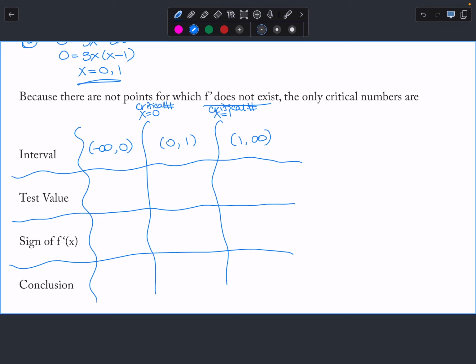So once I set up my intervals, I want to pick values within that interval. So I want to pick a value between negative infinity and 0. I like whole numbers like negative 1. It'll make me sad that I have to go from 0 to 1, because then I have to pick a fraction.